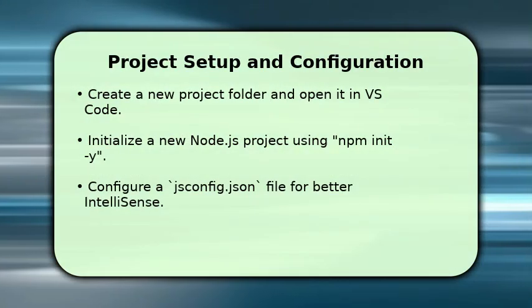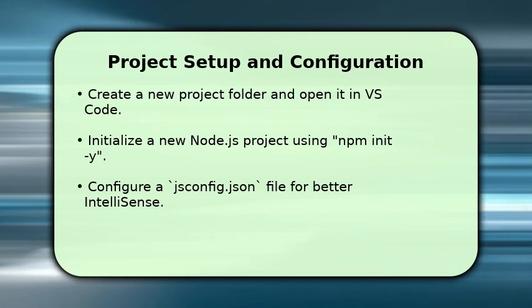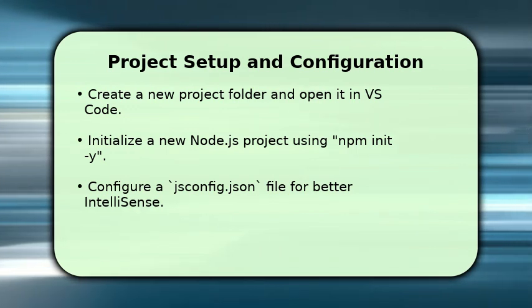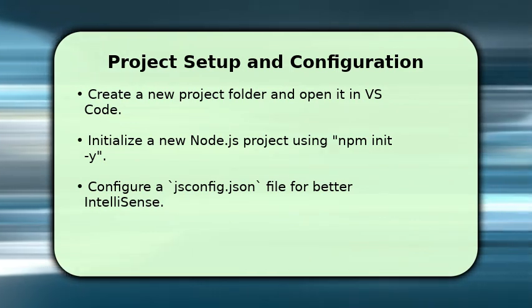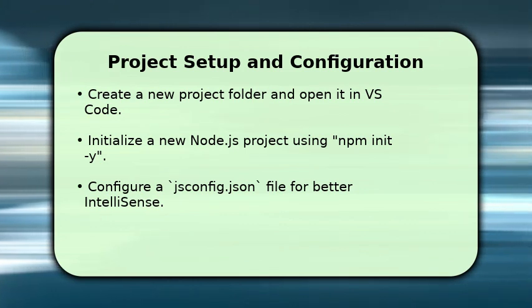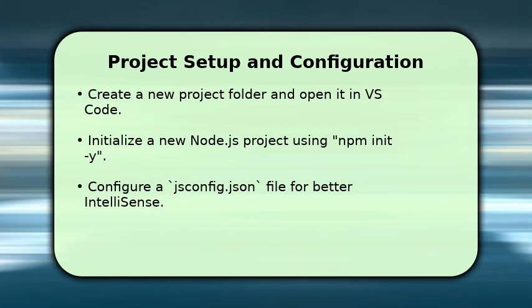With your environment and extensions ready, let's set up a new project. Begin by creating a dedicated folder for your project and opening it within Visual Studio Code. Inside your terminal, initialize a new Node.js project by running npm init -y, which creates a package.json file. For enhanced IntelliSense and better project understanding, configure a jsconfig.json file at your project's root. This file helps Visual Studio Code understand your JavaScript project structure.